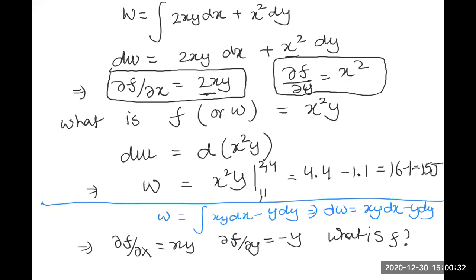It is my guarantee that you will never be able to find f, because such an f does not exist. For which, if you differentiate with respect to x keeping y constant, you get xy. And if you differentiate with respect to y keeping x constant, you get minus y. It is not possible.